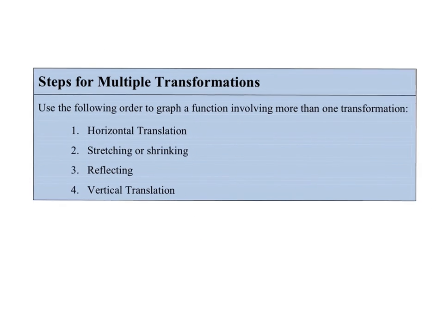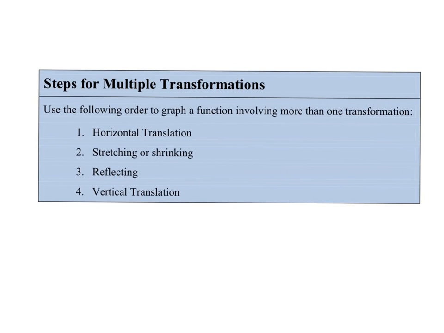Whenever we have to do multiple transformations, this is the order that we're going to do it in. Any horizontal translation, which was the c, any stretching or shrinking, then any reflecting, and then finally the vertical translation, which is just moving up or down.